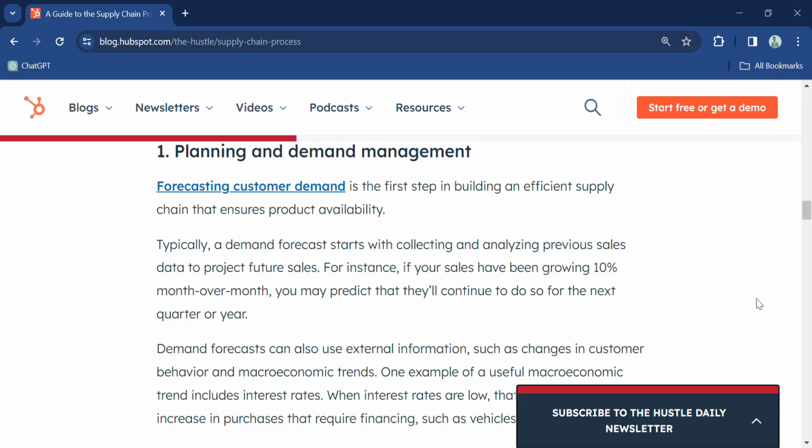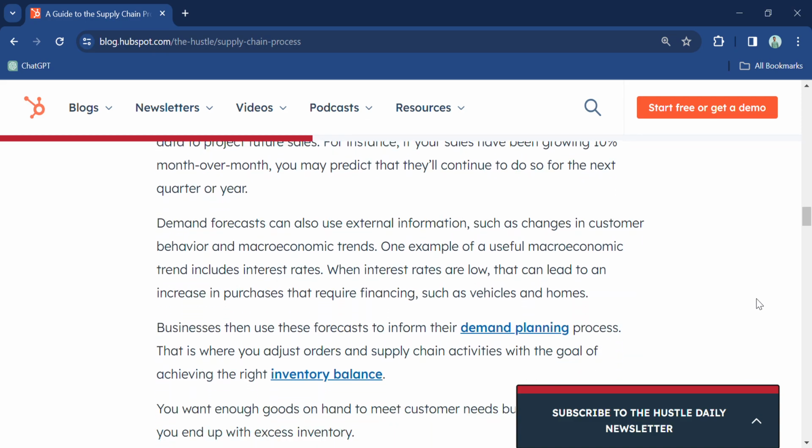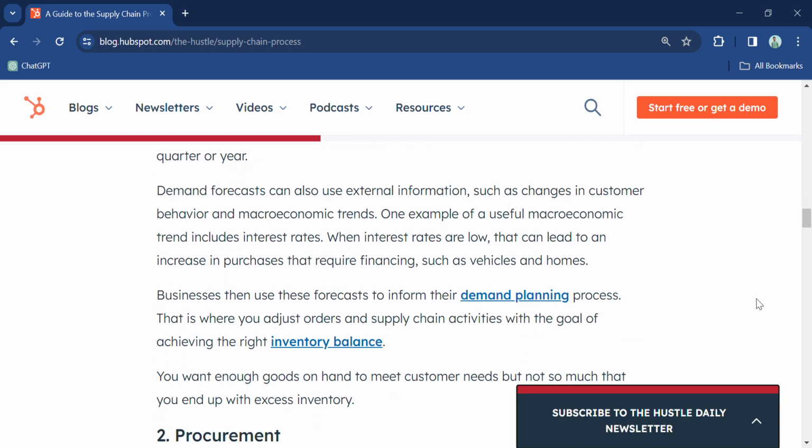For instance, if your sales have been growing 10% month over month, you may predict that they will continue to do so for the next quarter or year. Demand forecasts can also use external information such as changes in customer behavior and macroeconomic trends. One example of a useful macroeconomic trend is interest rates. When interest rates are low, that can lead to an increase in purchases that require financing, such as vehicles and homes.